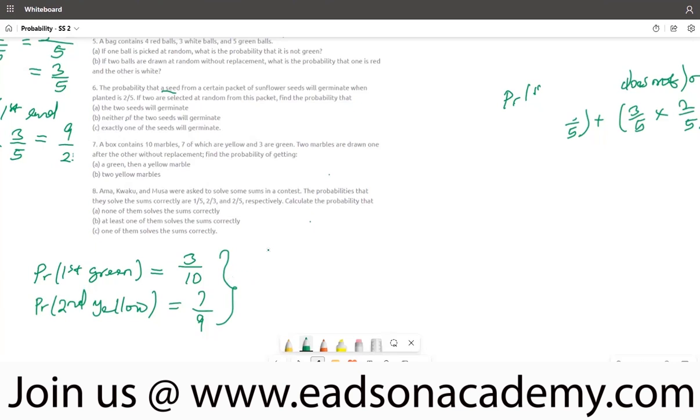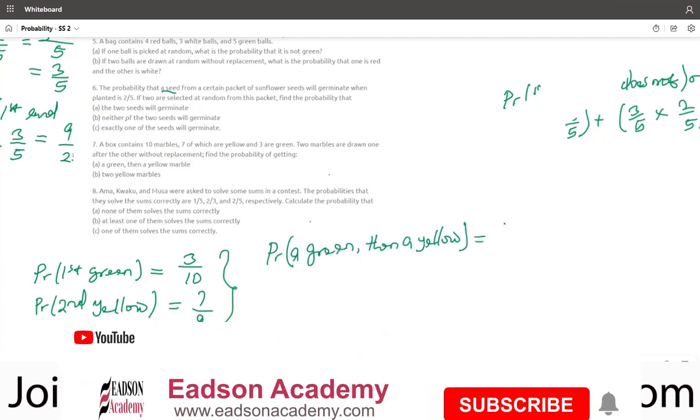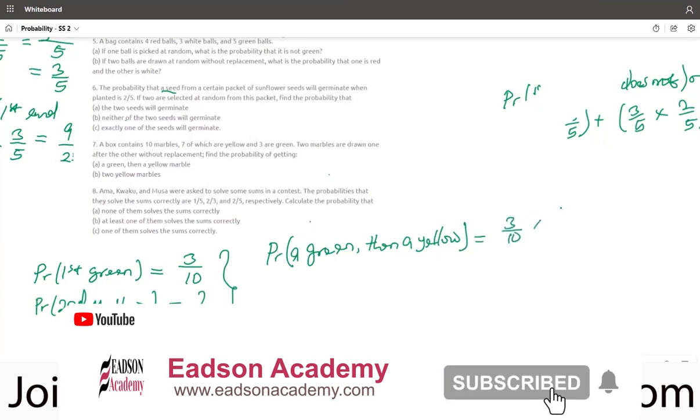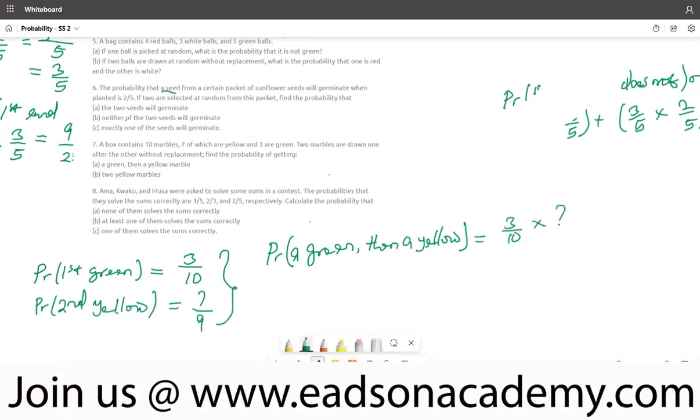Therefore, question A, the probability of a green, then a yellow is equal to 3 over 10 times 7 over 9. Yes, I'm right, over 9. 3 here 1, 3 here 3, which is 7 over 30. That is 10 times 3, 30. Then question B, 2 yellow marbles.